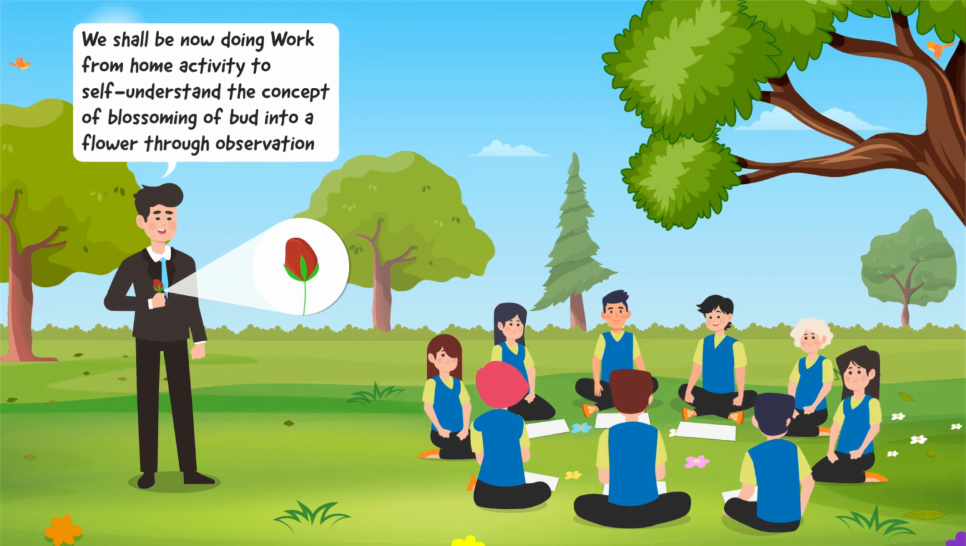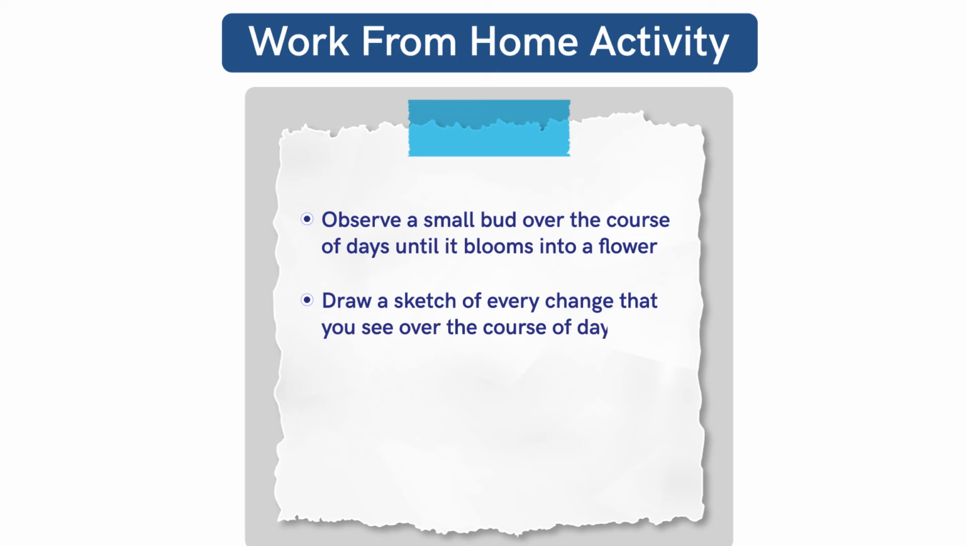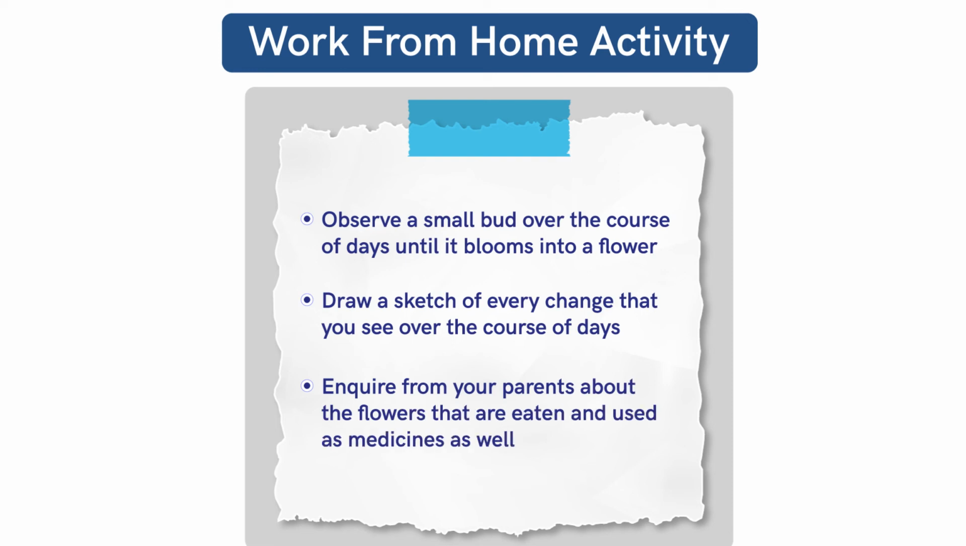Now, give the students a work-from-home activity to self-understand the concept of blossoming of bud into a flower through observation. Tell them to conduct this activity to observe the blooming of a bud to a flower. They have to observe a small bud over the course of days until it blooms into a flower. They have to draw a sketch of every change that they see over the course of days. And they have to inquire from their parents about the flowers that are eaten and are used as medicines as well. A discussion based on the observations can be initiated in the upcoming period.